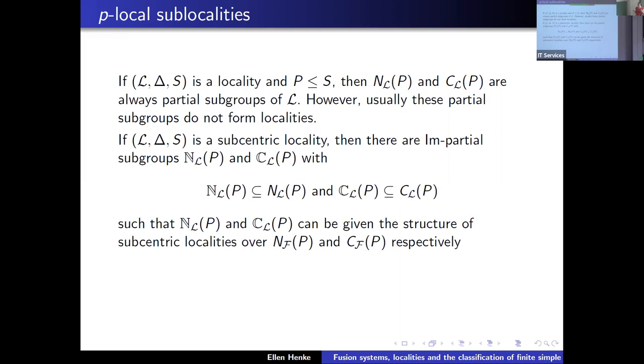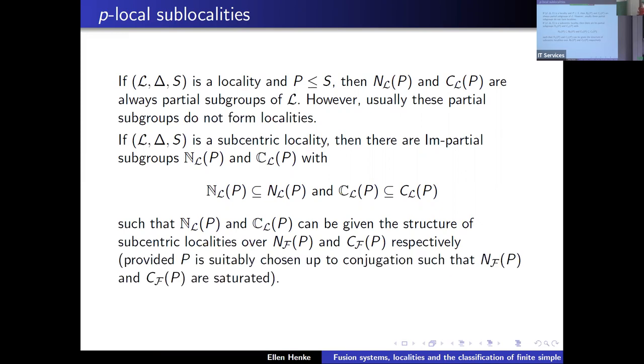And if you look at subcentric localities, then we can do something in that direction. So we then find impartial subgroups, which I denote by this Bourbaki N and Bourbaki C, which has nothing to do with the numbers. It's just a way of getting new notation. And they sit inside of this usual normalizer and centralizer and are impartial subgroups, which can be given the structure of subcentric localities over these fusion systems we want to consider. And again, we have to choose P suitably such that the fusion system normalizer and centralizer are saturated. Okay, but basically with subcentric localities, we can work with something like P-local sublocalities.